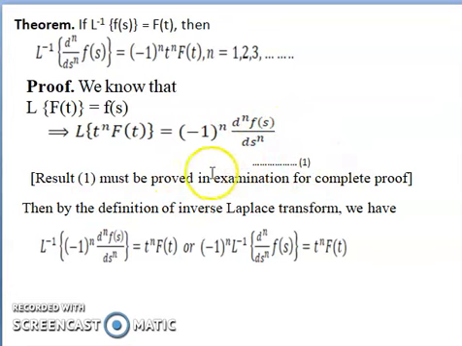Now by using the inverse Laplace transform, we just have to convert L to L inverse. L inverse of (-1)^n times the nth order derivative of F(s) equals t^n f(t). We just have to move the factor from left to right, and it becomes (-1)^n L inverse of d^n/ds^n of F(s) equals t^n f(t).